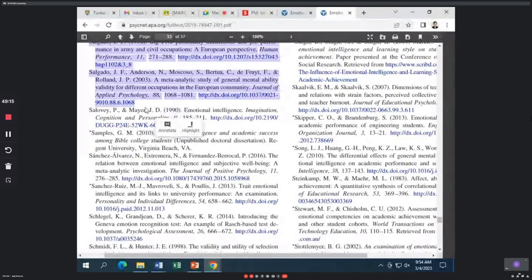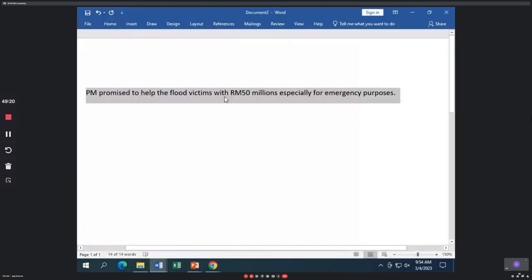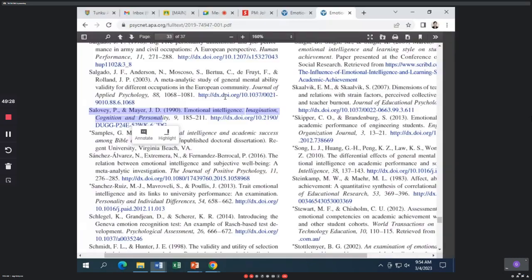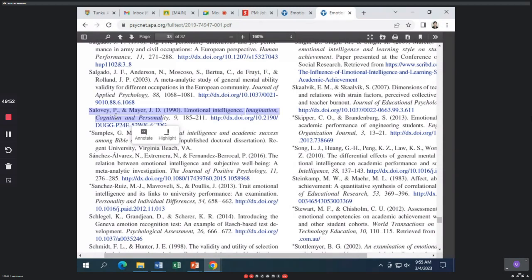But this is very important because I am doing EQ also. My research is about EQ. So I need to write that EQ originally comes from, who is this? Salovey's research, in 1990. 1990. How do I cite it? Can I copy and paste this into my reference list?